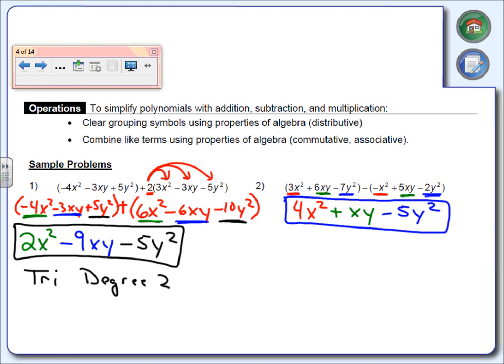That is our answer. By the way, what is that called? Monomial, binomial, or trinomial? This is a trinomial. And what degree would that trinomial be? 2. The degree of that trinomial is 2.